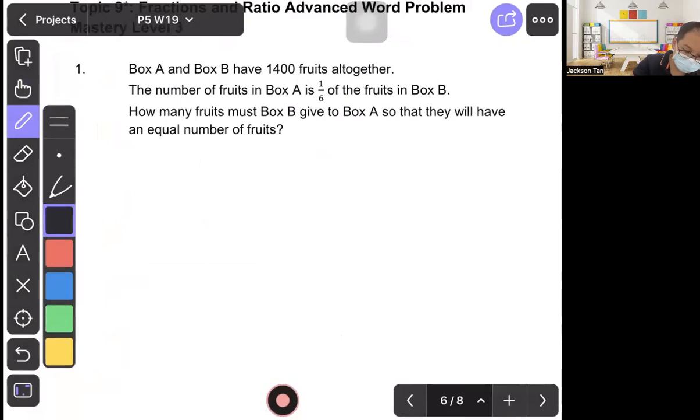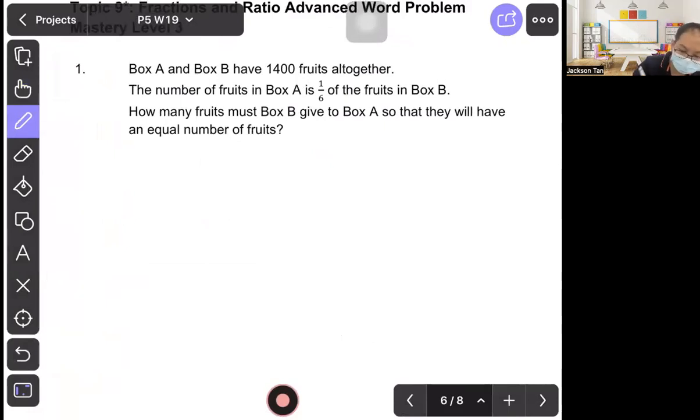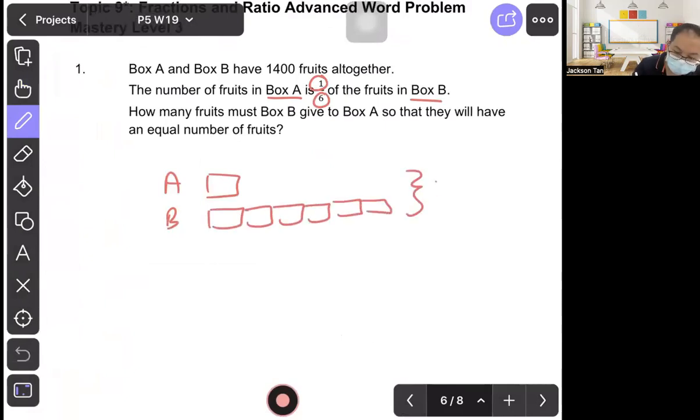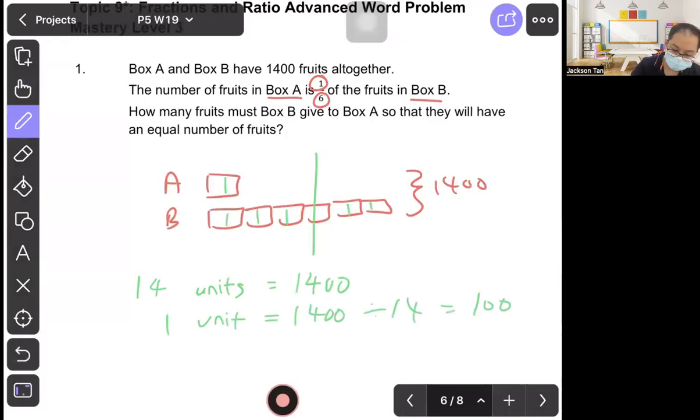Okay, so we'll do this question a bit faster. So box A and box B have 1,400 fruits. So A is 1 unit, 6 units is box B. Altogether is 1,400. So the difference is 5 units, split by 2. That means here, I give 5 units. Total, there are 14 units. Then 1 unit will be 1,400 divided by 14, 100. So give 5 units. There will be 100 times 5, 500. Answer is 500.